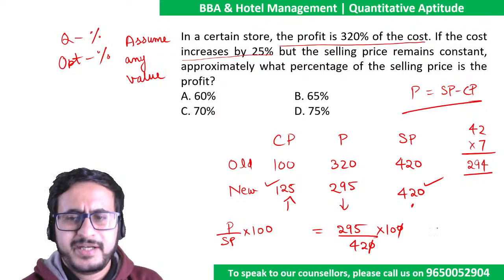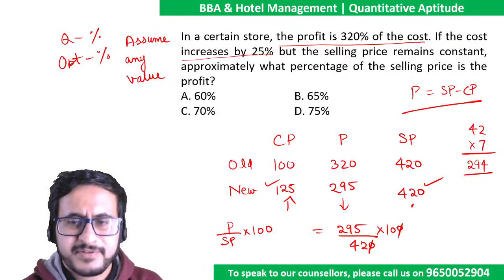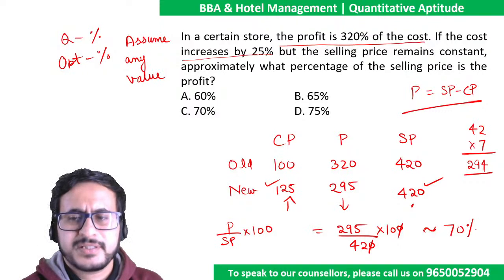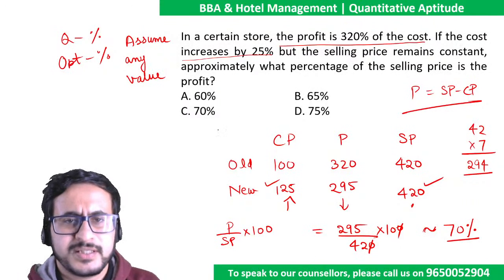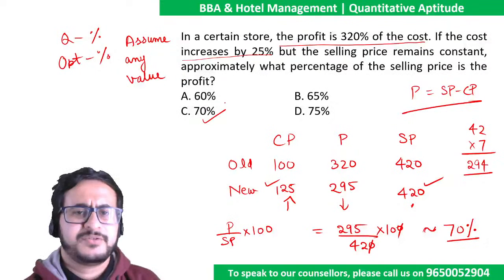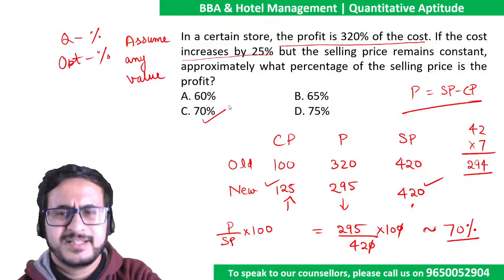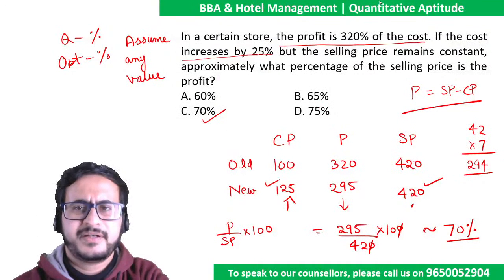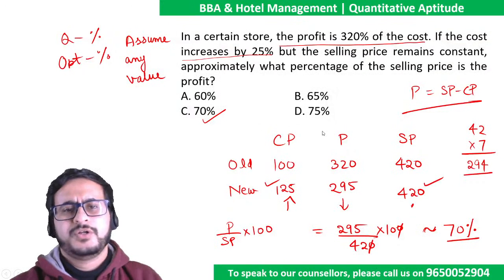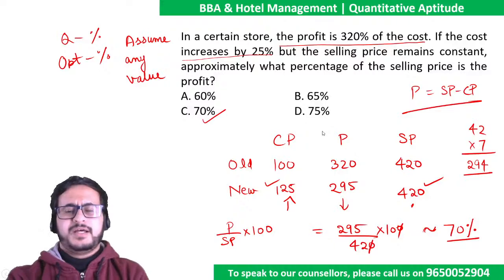Okay, so 295 will be approximately 7, so it is slightly more than 7. So 7 into 10, 70. So approximately the answer is 70%. Okay, so this is 70% because it is saying approximately. Now see, 60% is way too less, 65 is high, even 75 would be slightly far away. Okay, so 70% is your answer.